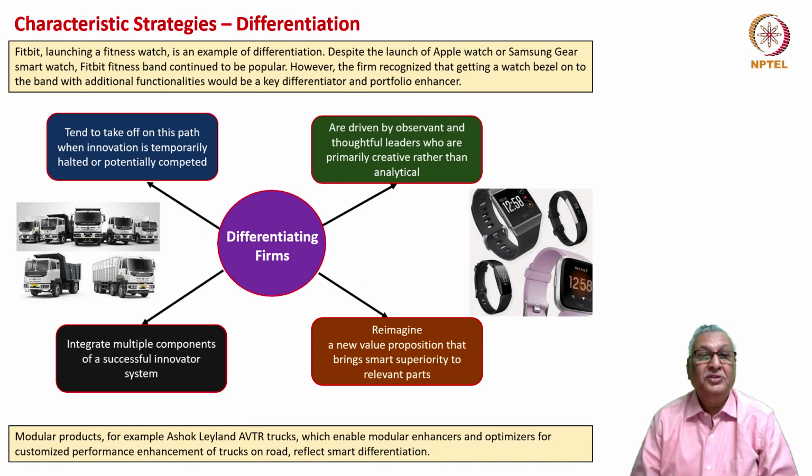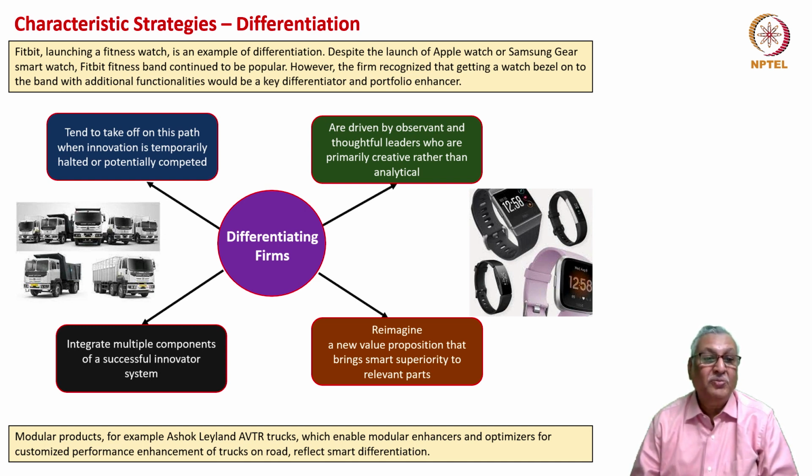The characteristic features of differentiation are quite different. Fitbit wanting to launch a fitness watch is an example of differentiation. Despite the launch of Apple Watch or Samsung Gear smartwatch, Fitbit fitness band continued to be popular. It is that brand value, brand equity that Fitbit would like to leverage. But the firm also recognized that getting a watch bezel onto the band with additional functionalities would be a key differentiator and portfolio enhancer. So the characteristics of differentiating firms are four.